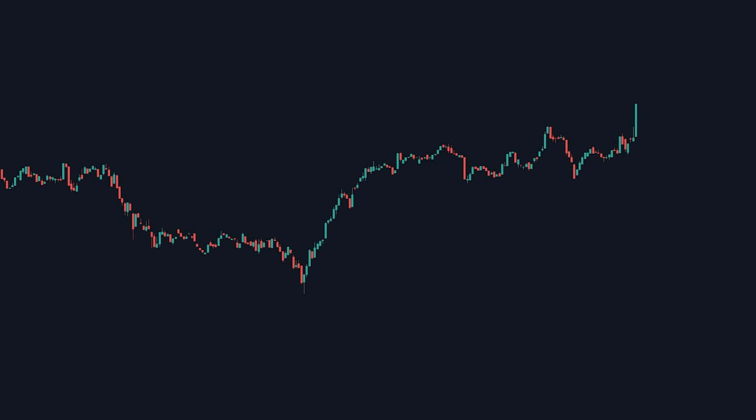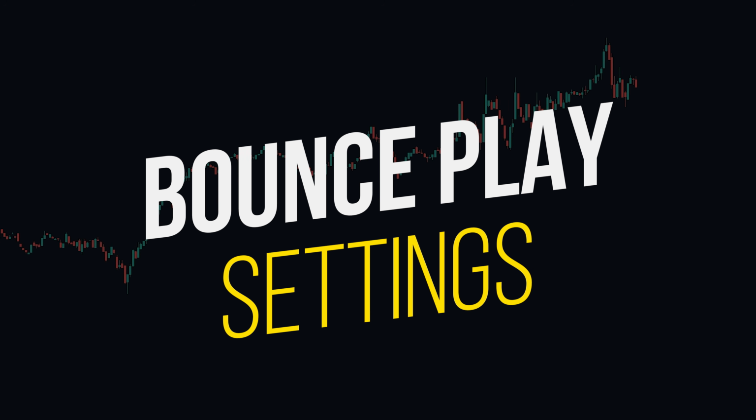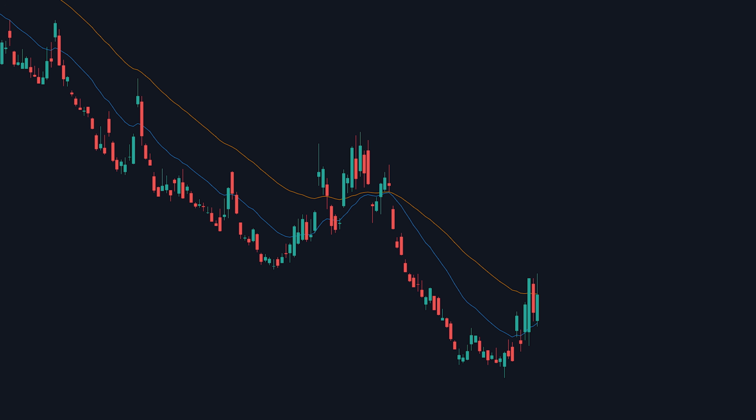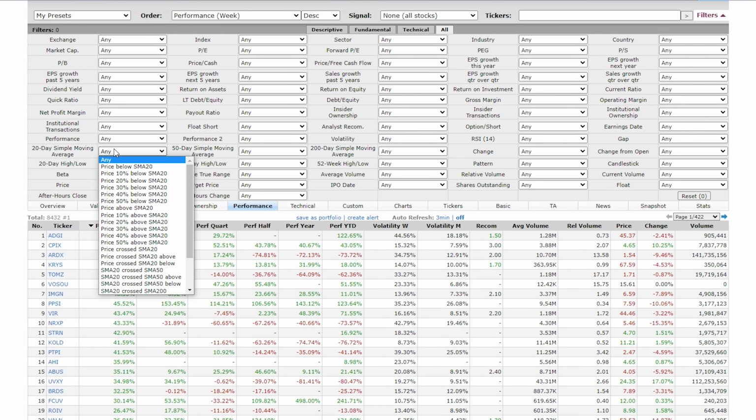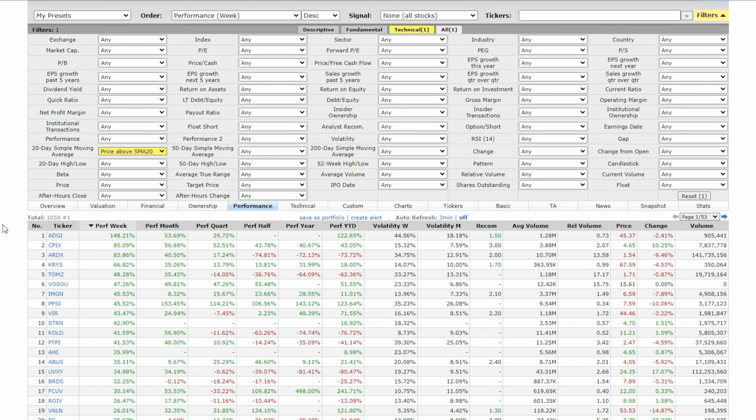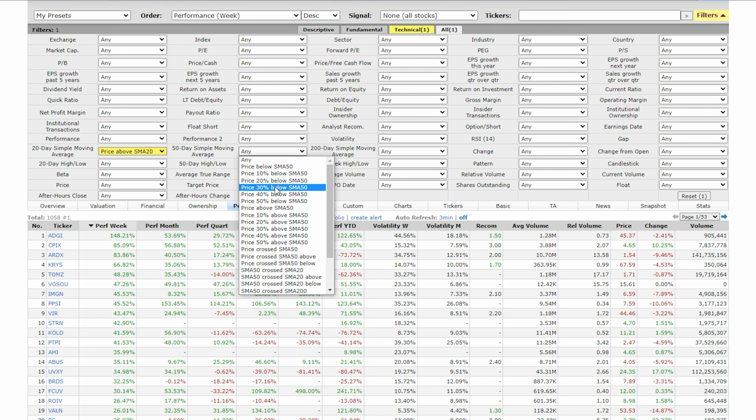The next preset we'll be taking a look at is bounce plays off moving averages. So it should look something like this, where price came down and is looking to bounce off the moving average, using it as a support, and it's heading upwards. To do this, we want our price to be above the 20-day moving average, but we also want the price to be below the 50-day moving average.